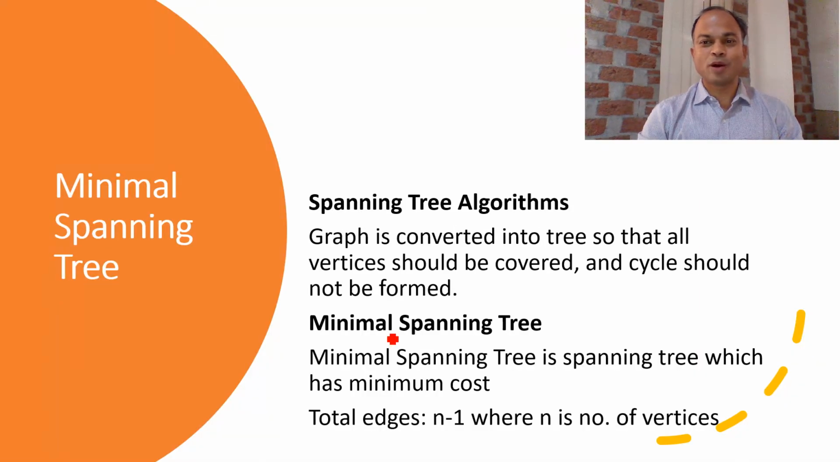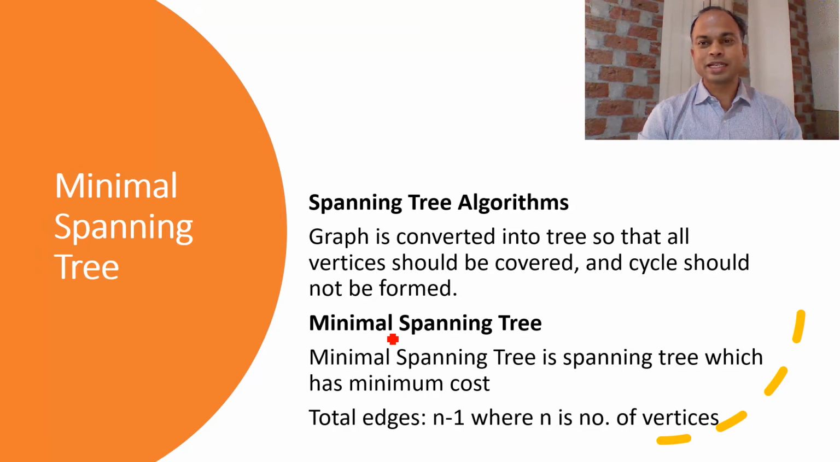Initially, we are discussing spanning tree. A graph is given and we want to convert this graph into a tree so that cycle should not be formed and all the vertices should be covered. This concept is called spanning tree. A minimal spanning tree is a tree which has minimum cost. This concept is called minimal spanning tree.